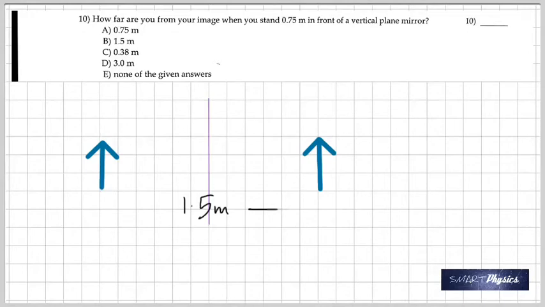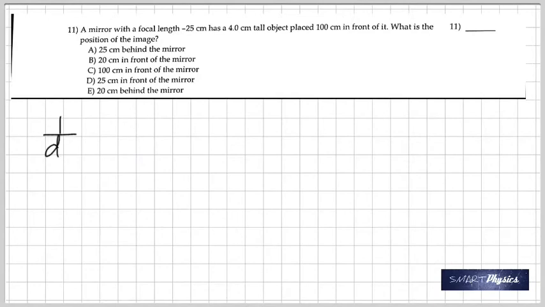Well, what a question. You are 0.75 meters in front, and so your image will be 0.75 meters behind, so the distance is 1.5 meters between you and your image. You've got to read the question carefully. How far are you from your image? That's the question. Okay. And this one, the focal length is negative 25 centimeters, which means it's a convex mirror in this case.